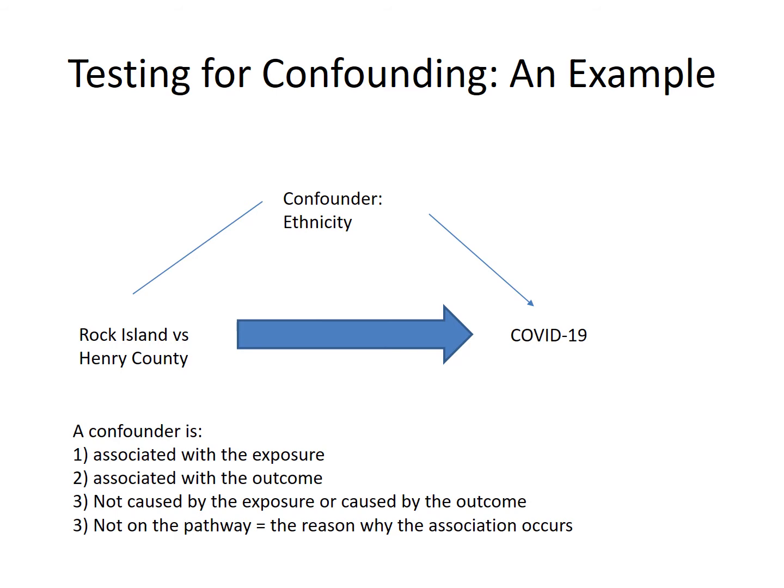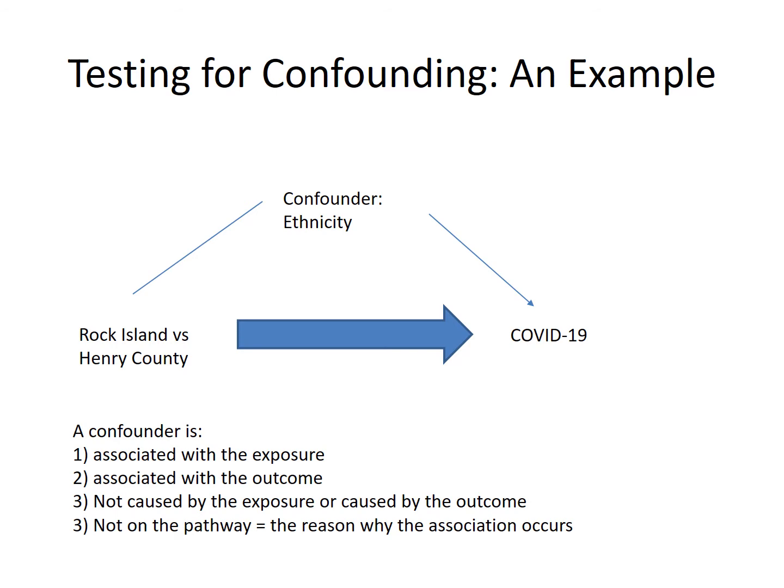And these are 2 counties with very different demographics in terms of the population. And they also have very different risks in terms of COVID-19. So we're going to look and see to what extent is that potentially confounded or explained by ethnic differences. So remember, a confounder is associated with the exposure. So that is, ethnicity is different in Rock Island County versus Henry County. It's also associated with the outcome. Ethnicity is very much related to COVID-19 because of multiple layers of structural racism.